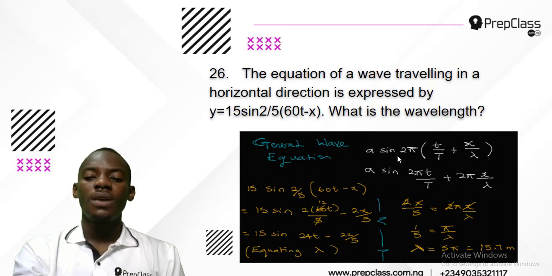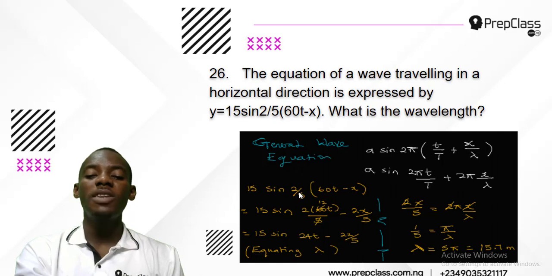First of all, I multiply 2 over 5 into each part of this. That will become 2 over 5 times 60t minus 2 over 5 times x. That will become 2 over 5 times 60, which is 12, and 2 times 12 is 24t, minus 2x over 5. Now I have multiplied this 2 over 5 in and simplified it to 24t minus 2x over 5.